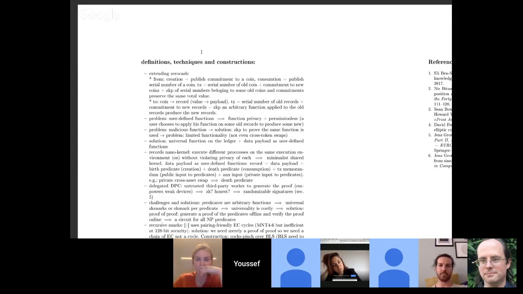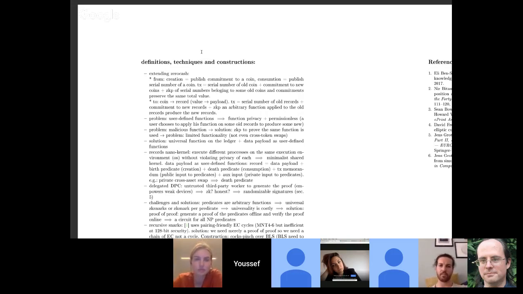In order to extend this in ZEXE, a coin is now a record. We need to do the same protocol, for example, in Ethereum, where we have multiple tokens. So we wouldn't now reason about values, but about payloads. A coin is a record, just to establish a common language, as in the ZEXE paper. A transaction is a serial number of some older record, a commitment to some new records, and a zero knowledge proof that some, let's say, arbitrary function was applied to the old record to produce some new records.